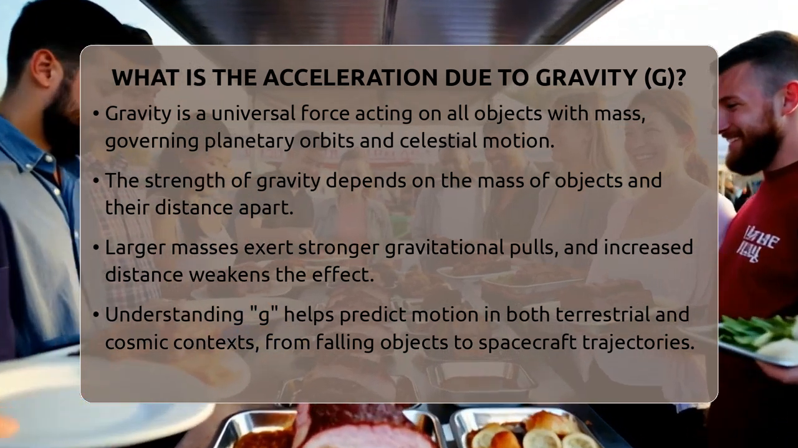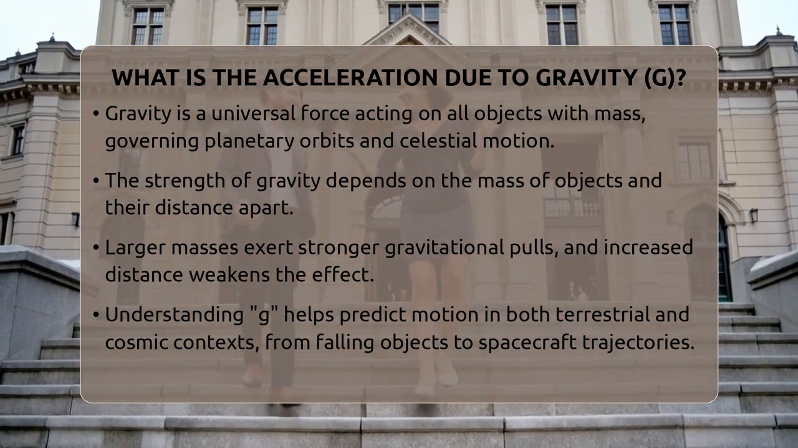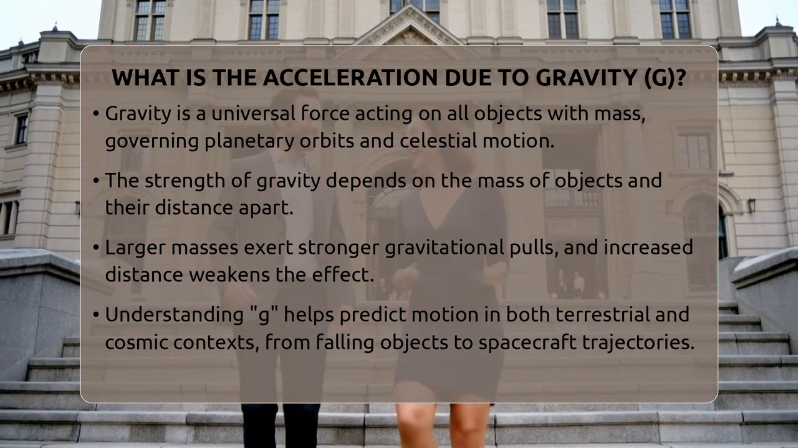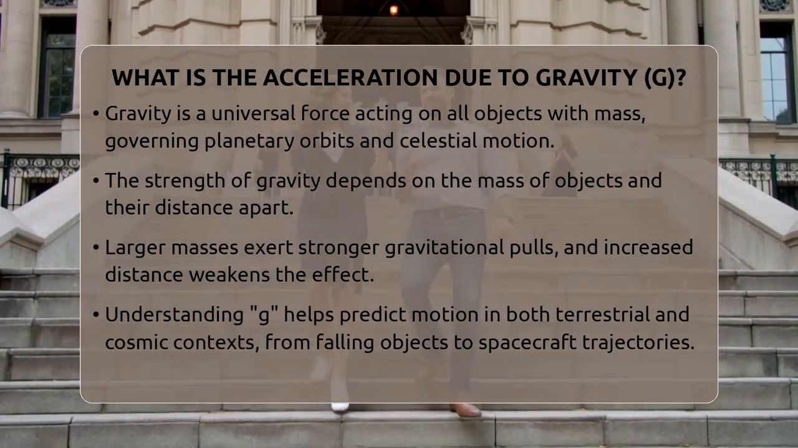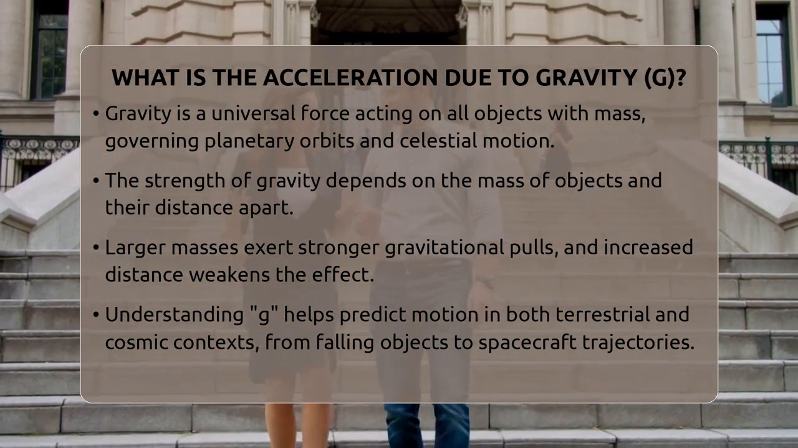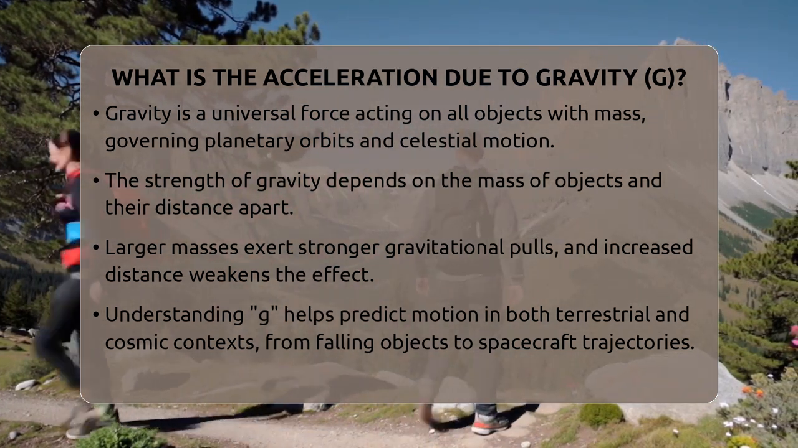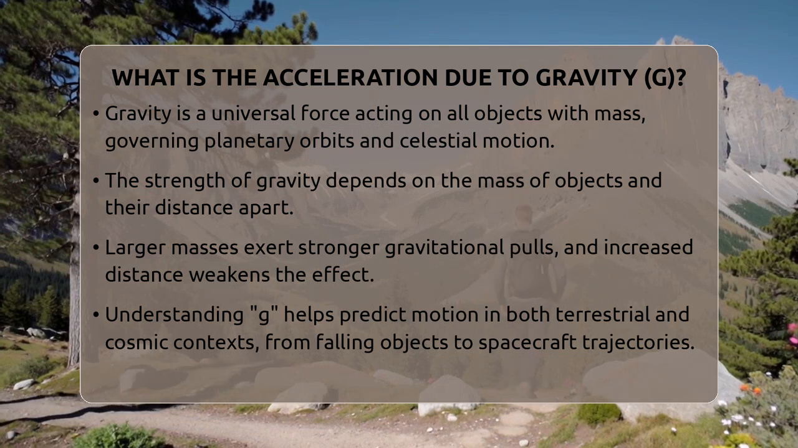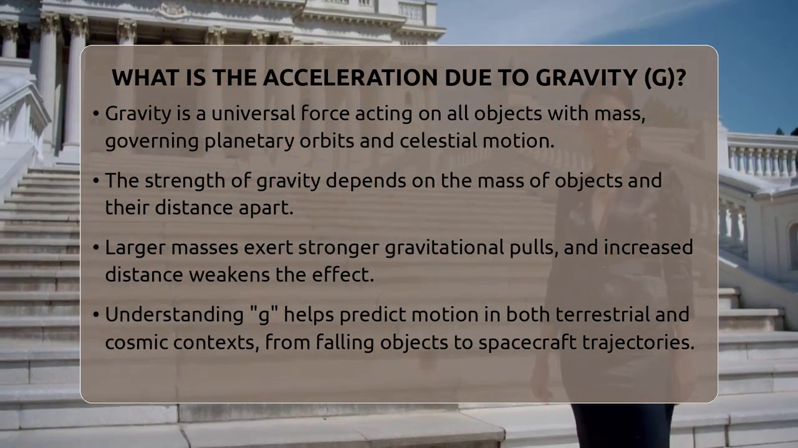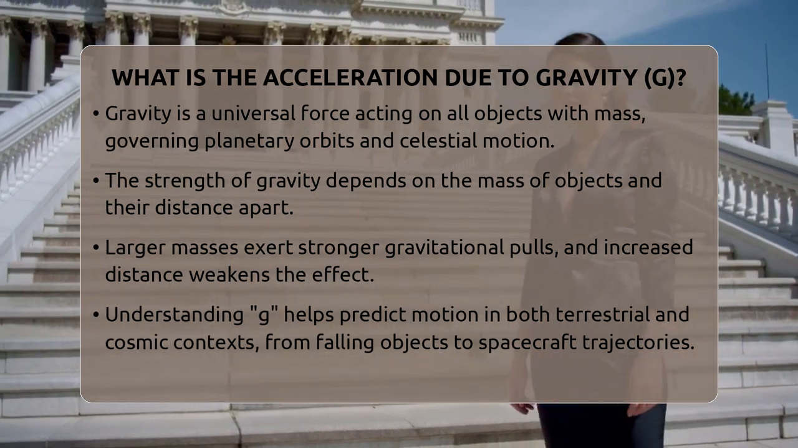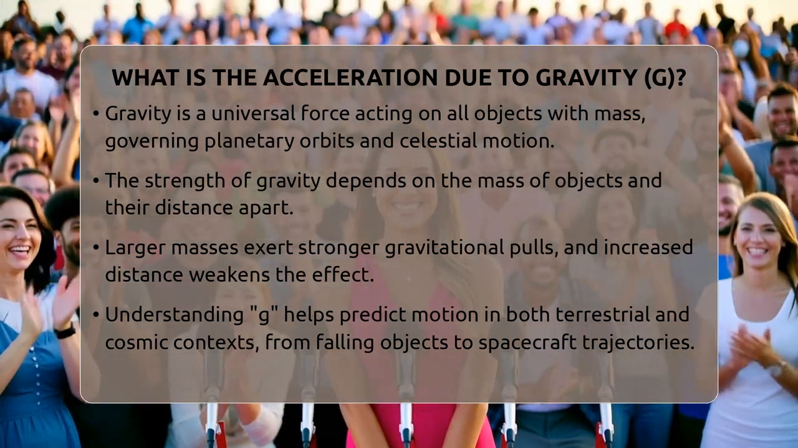In simple terms, the acceleration due to gravity is how quickly an object speeds up when falling toward a massive body. It's a key concept that helps us understand the motion of objects on Earth and across the universe. Whether you're dropping a ball or calculating the path of a spacecraft, knowing g is essential for making accurate predictions about motion and force.